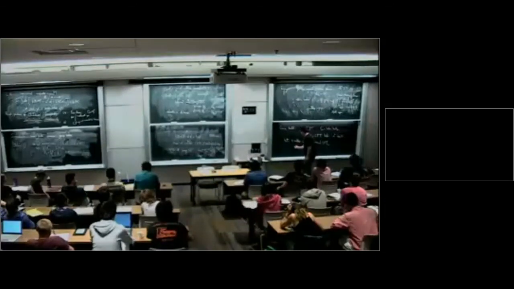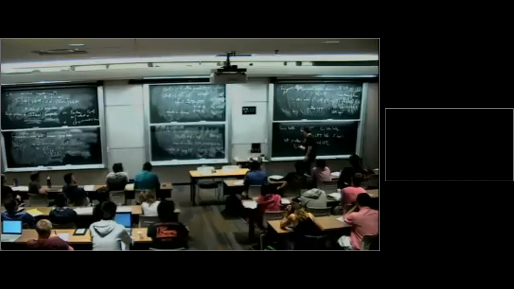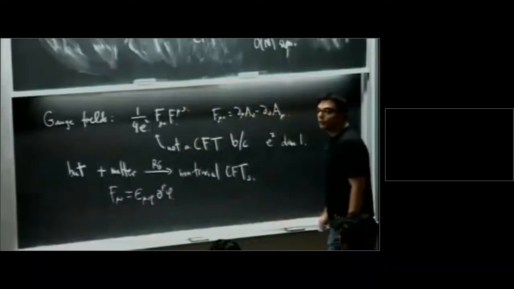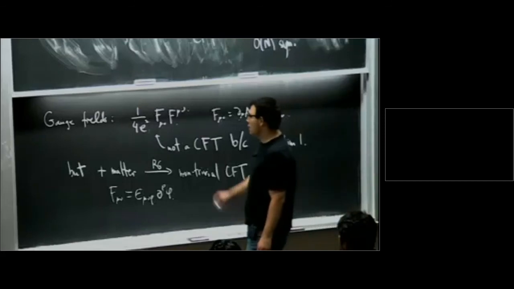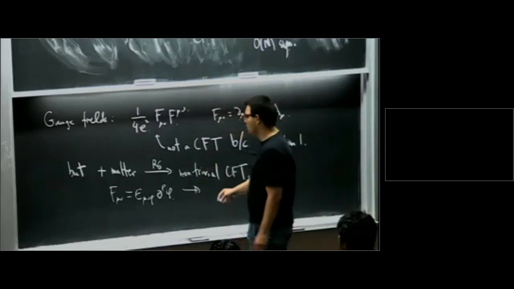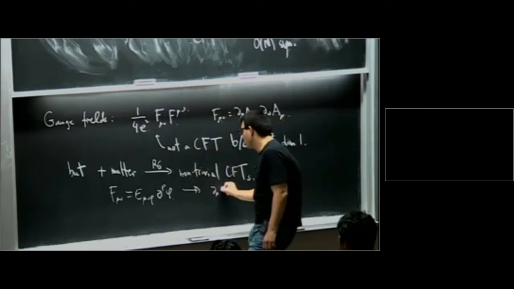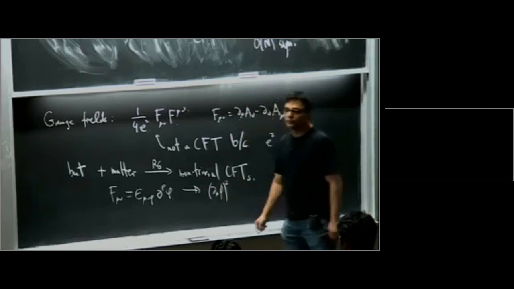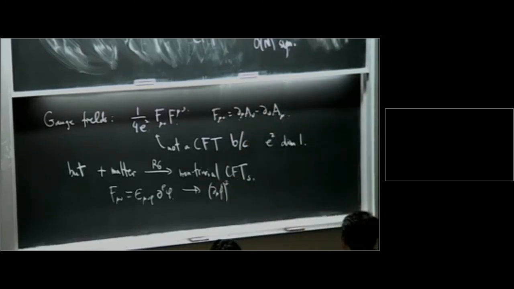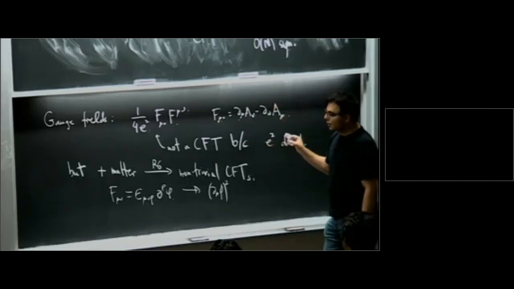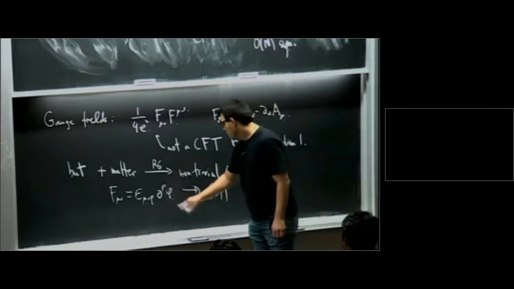So you can write down F_mu nu is epsilon mu nu rho d rho phi for some scalar field phi, and then the action, you could just replace that, put that in there, and you get that the action is just (d mu phi) squared. It's a little trickier than this, because if the gauge group is U(1), then this scalar phi is periodic.